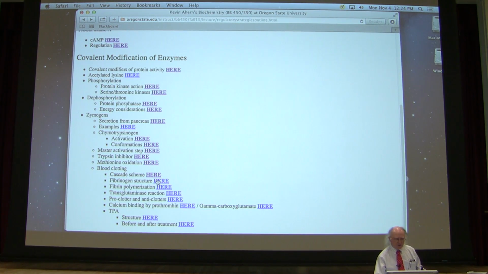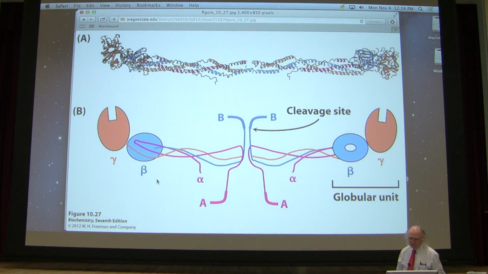All right, so we're going to start by talking about fibrinogen, and fibrinogen looks like this. Fibrinogen has 3 chains associated with it. They have an alpha, a beta, and a gamma. 3 chains. We see that it's a dimer. Here's another alpha, beta, and gamma.